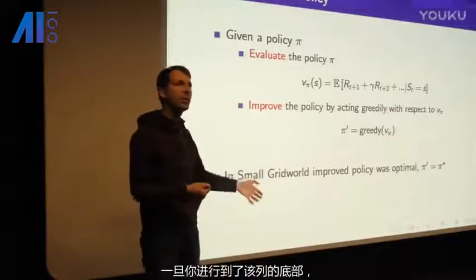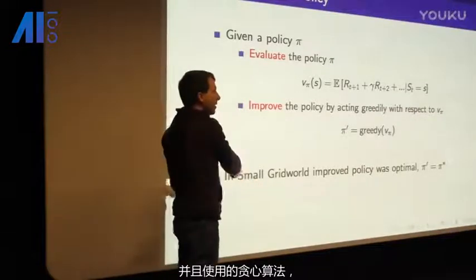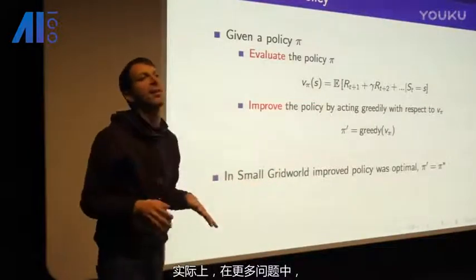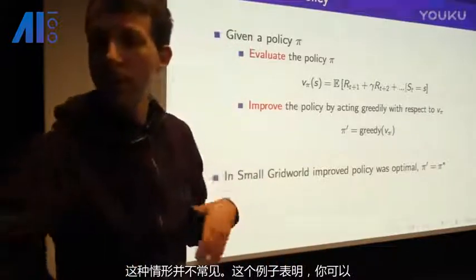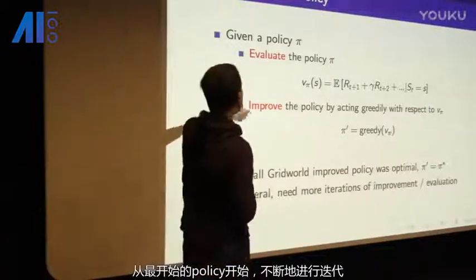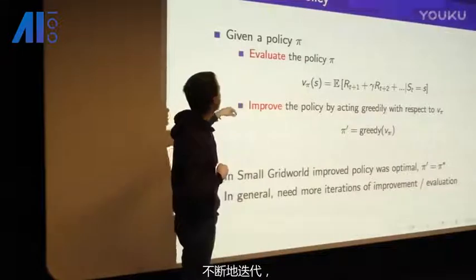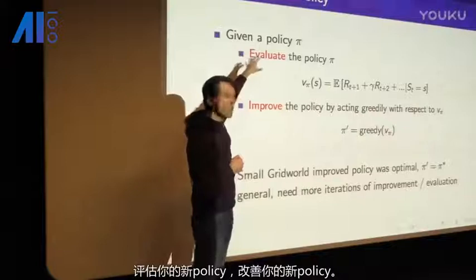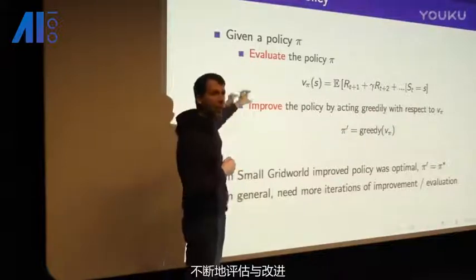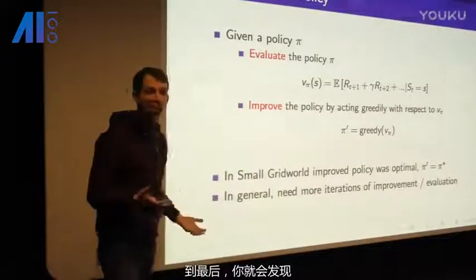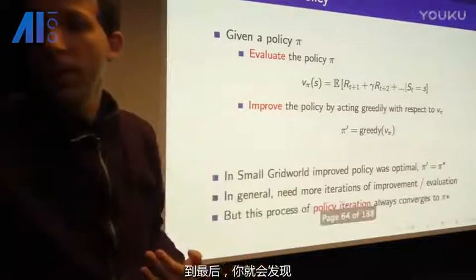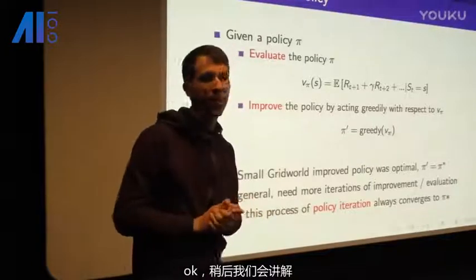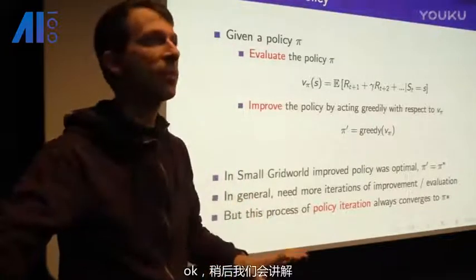So if you did that once, if you went all the way to the bottom of the left column and then acted greedily, that already gave us the optimal policy. That isn't normally the case in more interesting problems. But what is the case is that you can go round and round this process iteratively. You can start with a policy, evaluate that policy, improve it, evaluate your new policy, improve it, evaluate that policy, improve it, and eventually what we'll see is that this process always converges to the optimal policy. Okay, we'll see why in a second, but first I just want to give a bit more intuition.